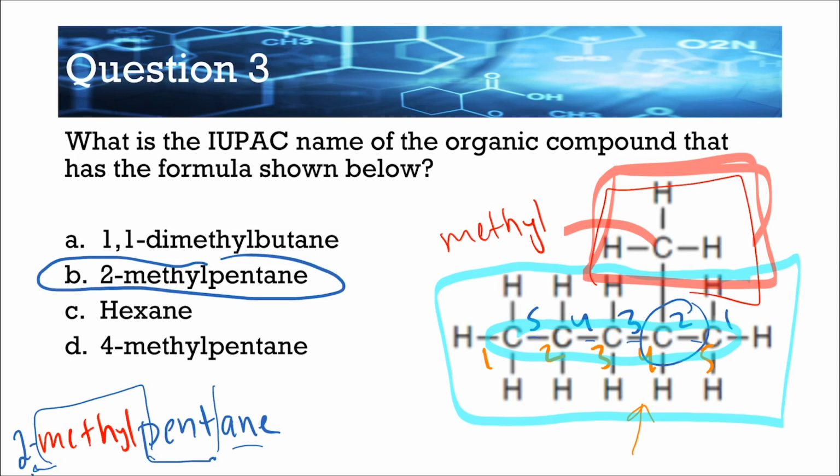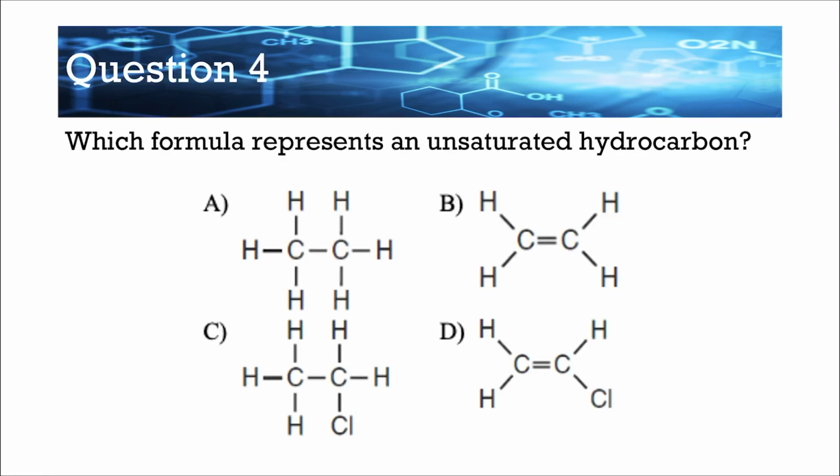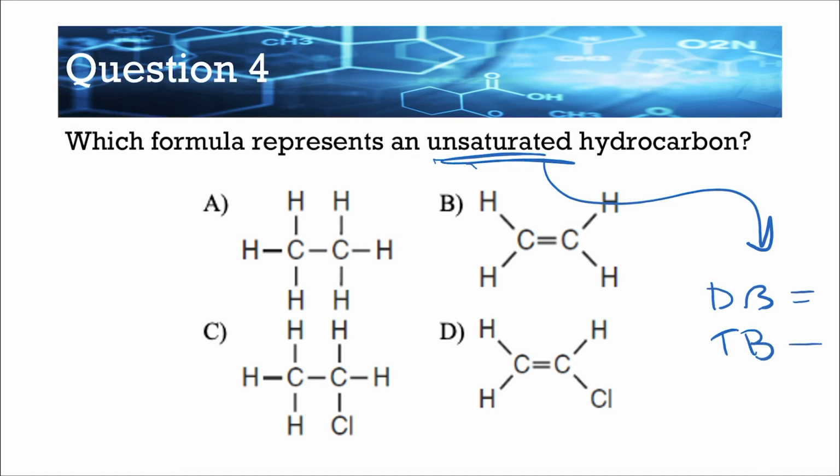Okay. Number 4. This says we want an unsaturated hydrocarbon. So remember, unsaturated, you need a double bond or a triple bond. So a double line or a 3 lines. So right off the bat, we can get rid of A and C.